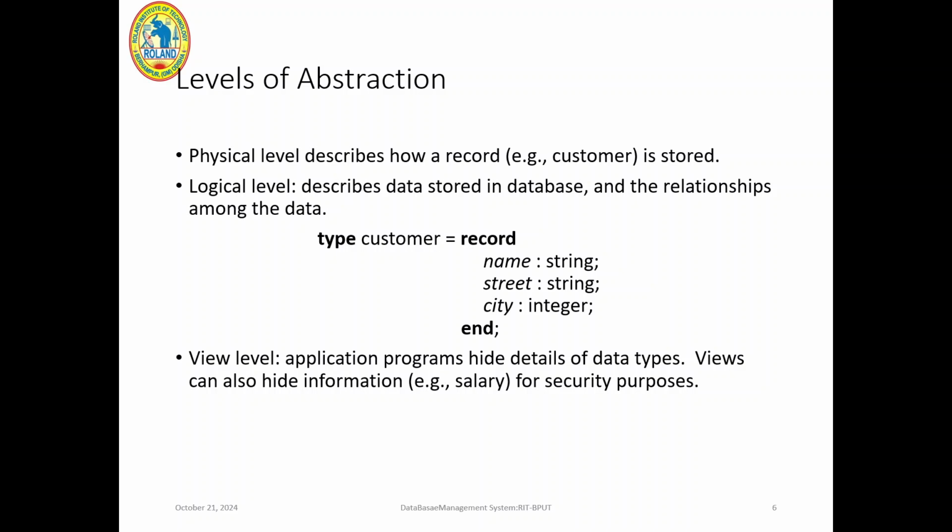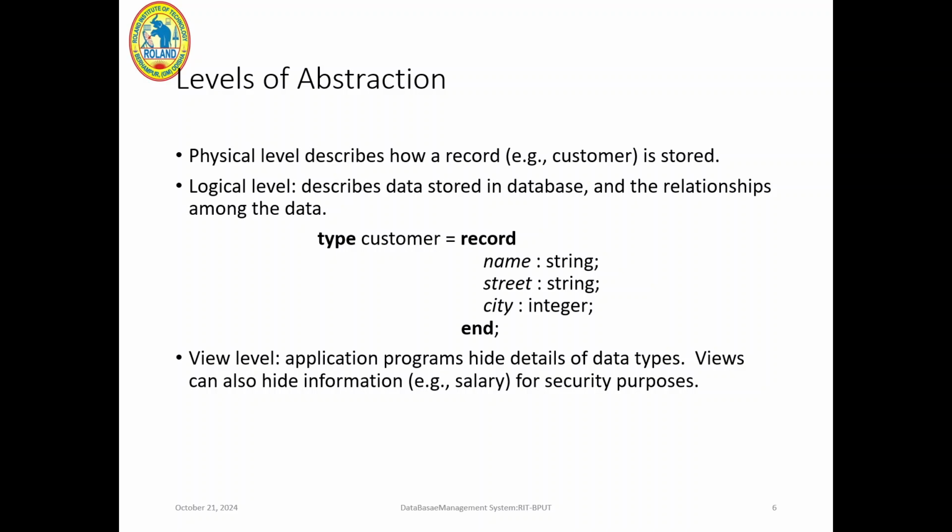In the logical level, it describes the data stored in the database. For example, I say customer. So type is a record, and name is a string, street is a string, and city is a string, the name and address and all things. So this is the syntax for how you put the data in the logical level.